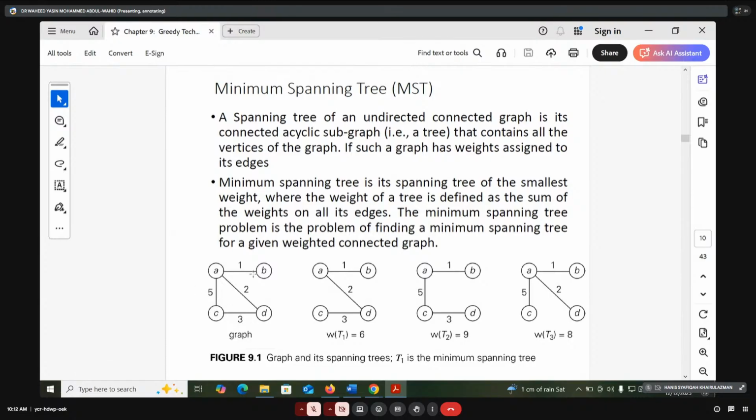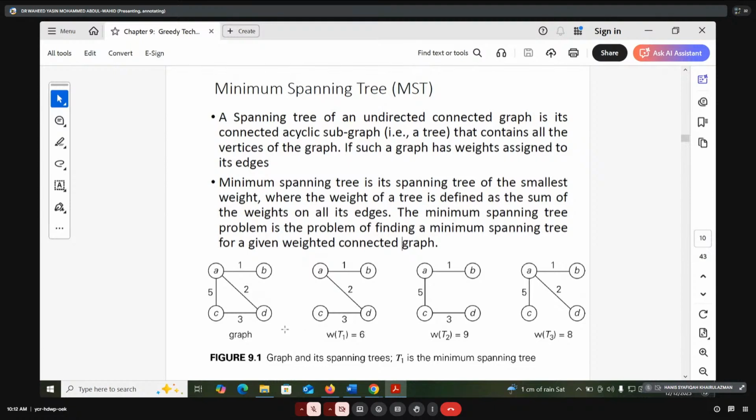So from A to B, weight 1, from A to D 2, from A to C 5, from C to D 3. If I want to visit all the nodes, here A1, A2, AD, AC, it will be 1, 2, 3, 6. If I use another route, AB 1, AC 5, C3D, it will be 1 plus 5, 6 plus 3, 9. If I use AD, BD, DC, AC, AD, AB, so 1, 2, 3, 5, it will be 8.